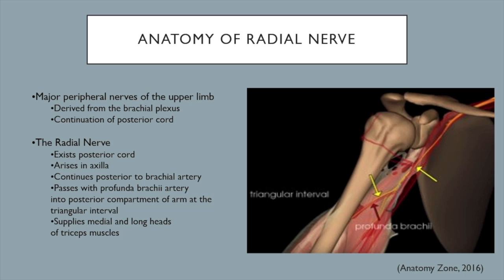The radial nerve is one of the major peripheral nerves of the upper limb. It's derived from the brachial plexus, and it's a continuation of the posterior cord. It arises in the axilla and continues posterior to the brachial artery. It passes with the profunda brachii artery into the posterior compartment of the arm at the triangular interval. It supplies the medial and long heads of the triceps muscle.